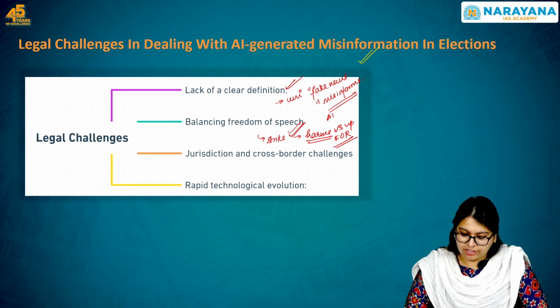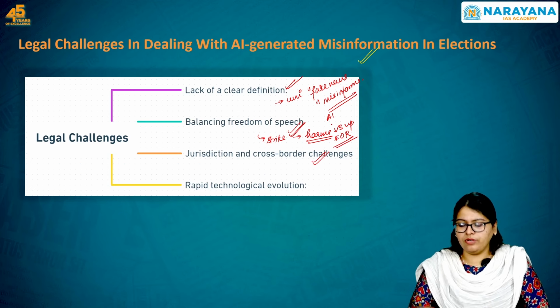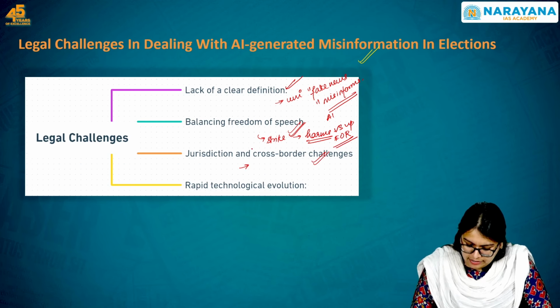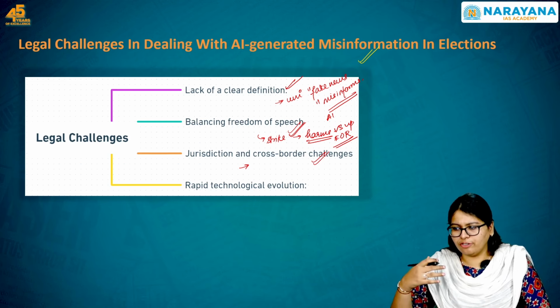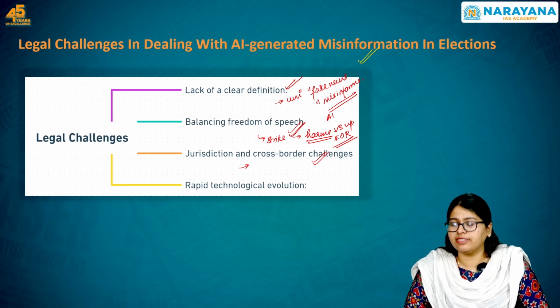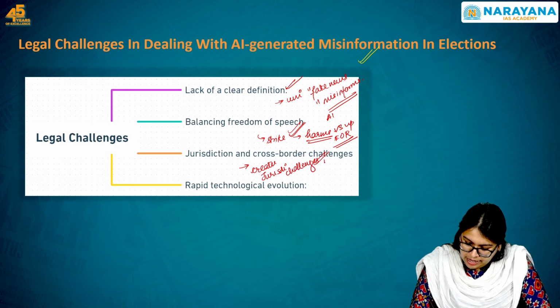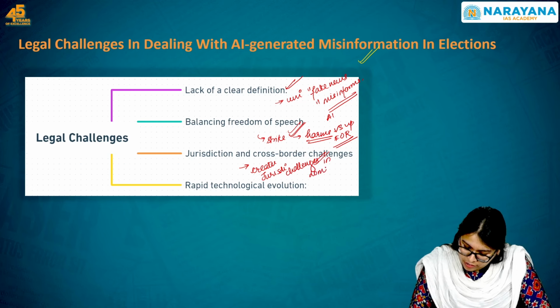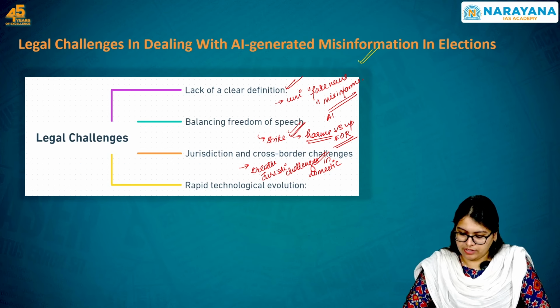The next one is jurisdiction and cross-border challenges. This essentially talks about how any kind of AI-generated misinformation can originate in one place and end in another, and the expanse it covers is huge. So this creates jurisdictional challenges in enforcing domestic laws against foreign entities and foreign individuals.